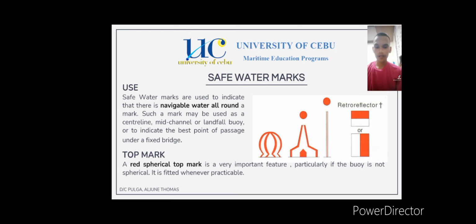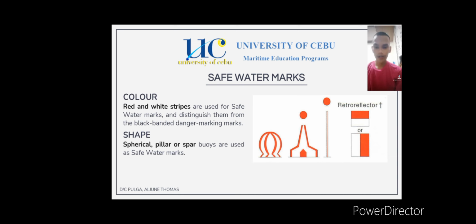Top mark. A red spherical top mark is a very important feature, particularly if the buoy is not spherical. It is fitted whenever practicable. Color: red and white stripes are used to identify safe water marks and distinguish them from black banded danger marks. Shape: spherical, pillar or spar buoys are used as safe water marks.